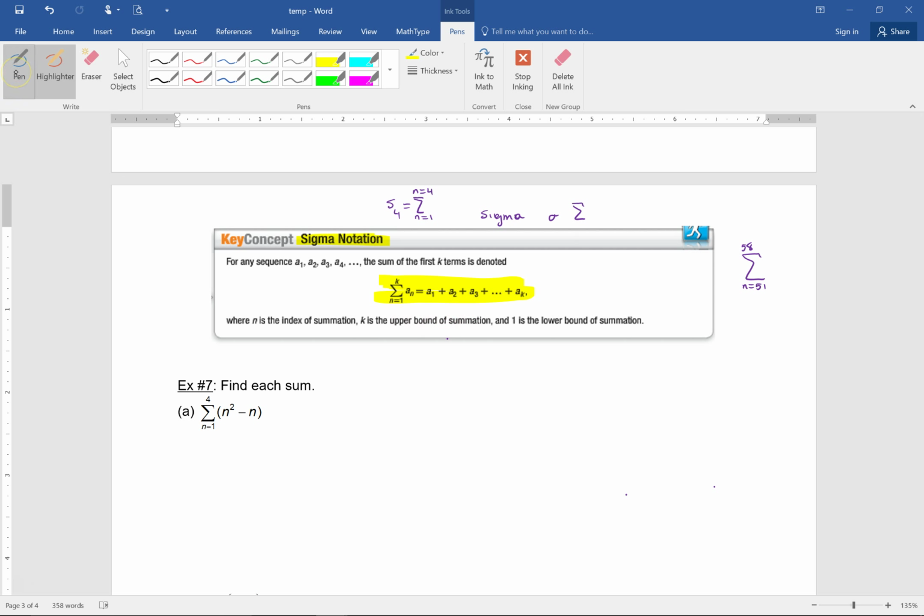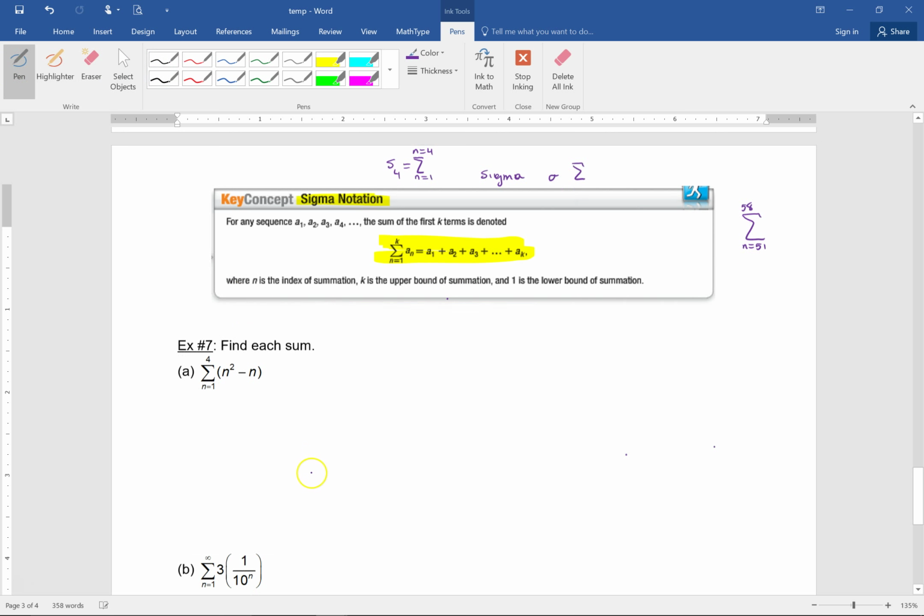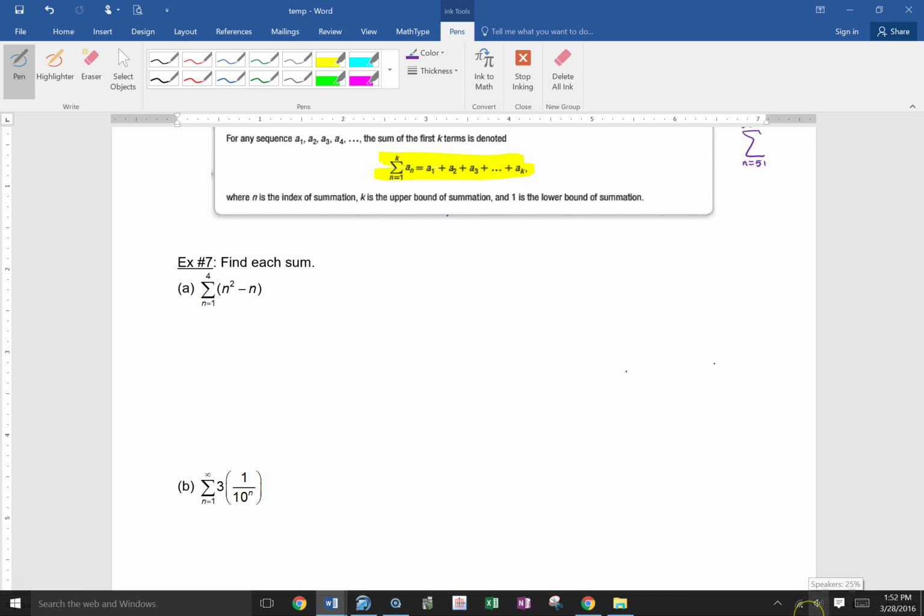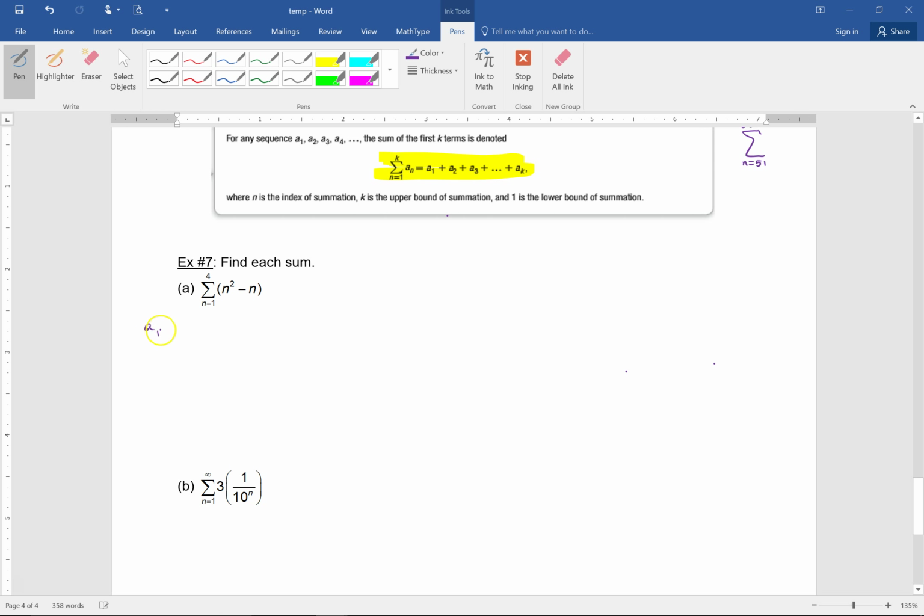Now let's do this one. Again, this is n equals 1 to 4. Everything else is the same as we were doing before. You want to find a1, which is 1 squared minus 1, which is 0. Then you find a2 the same way. You get 2. a3 gives you 6, and a4 gives you 12. So now the sum of n squared minus n from n equals 1 to 4 is 0 plus 2 plus 6 plus 12, which is 20.